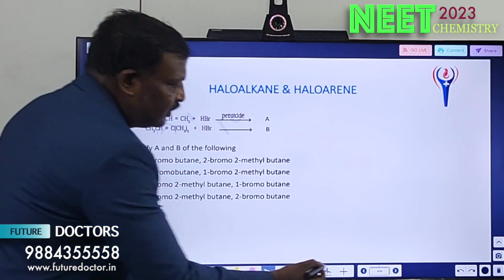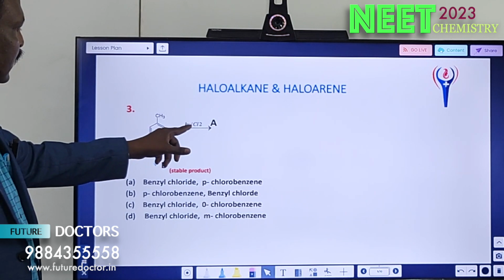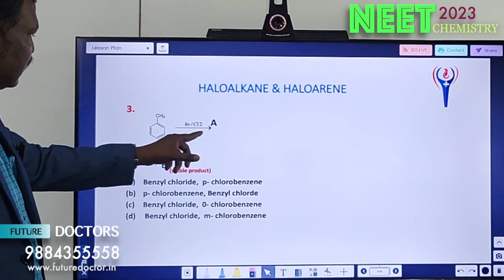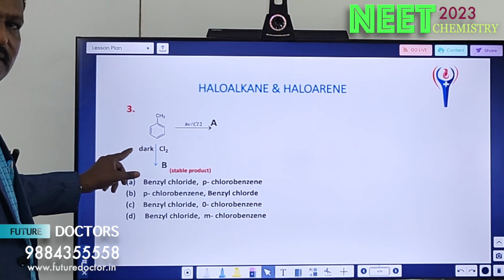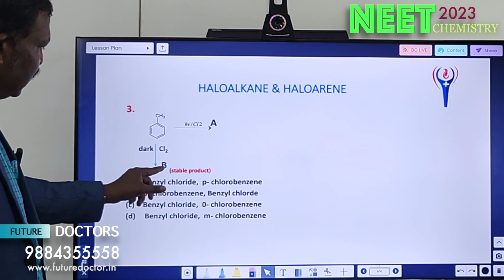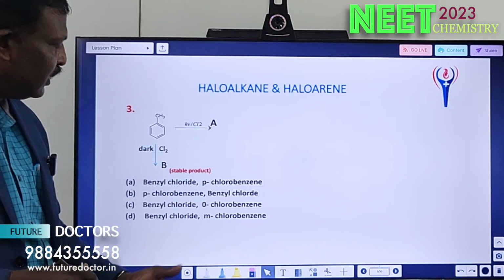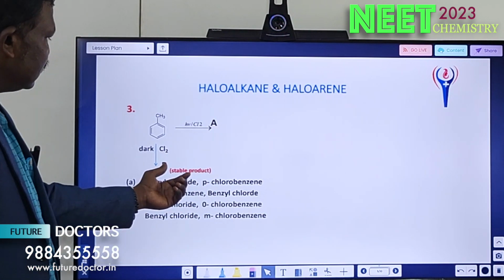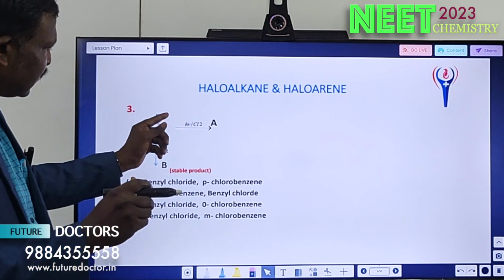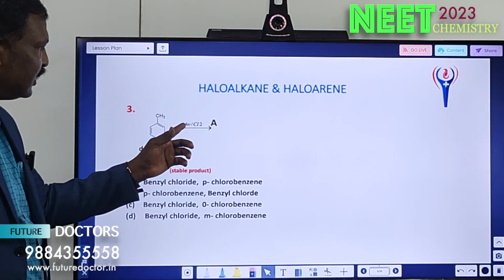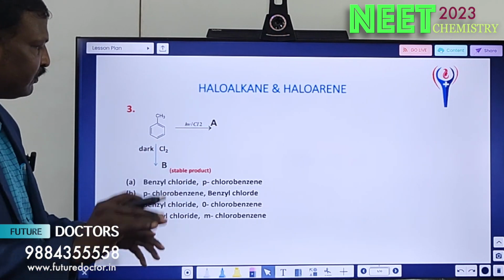Understood? Next one. This third one is toluene. Toluene reacts with chlorine in presence of sunlight to get A. The same toluene reacts with chlorine in absence of sunlight to get B. B I put as the stable product, meaning the stable product compared to ortho and para. So same reactant, but the conditions are different: here presence of light, here absence of light. The product will be different. That product you have to find out.